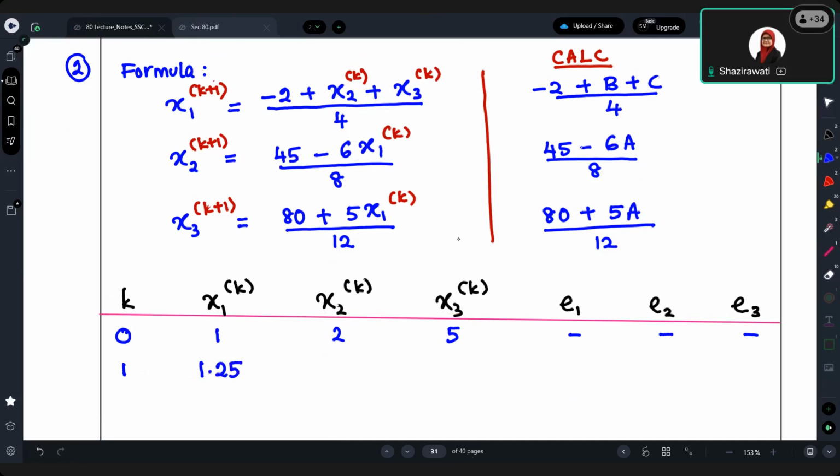Okay, now dekat X2, now you nak cari ini pula, so this is X2, so you will use the formula yang kedua ni dalam dia punya calculator. So you carilah formula, tekan arrow button tadi. So find this formula and press the calculate button. So your calculator akan tanya what is your A. Okay, A correspond to X1. So you akan masukkan X1 adalah 1 dekat sini. So 45 minus 6 times 1 lah maksudnya, over 8. So press the equal button, the calculator akan bagi 4.88.